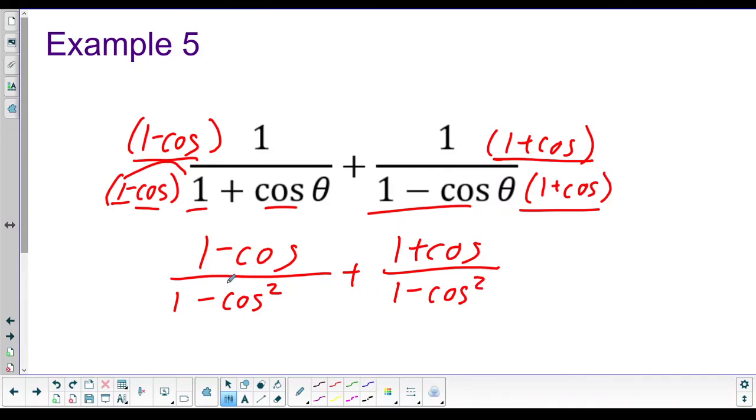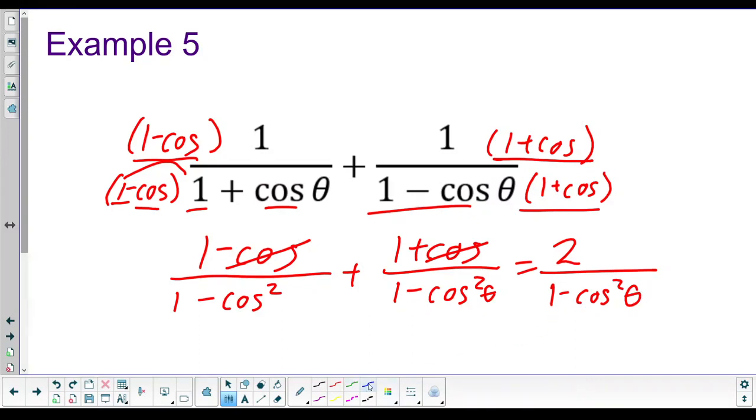All right, so let's go ahead and add straight across. So 1 plus 1 is 2. Negative cosine plus cosine cancels each other out. So the top becomes 2. And then on the bottom, that just stays the same, right? We keep our denominators the same. So this is going to be 1 minus cosine squared. And if you want, you can put the theta in. Of course, there are thetas here, but I'm omitting them. All right, we are almost done here. 1 minus cosine squared theta.